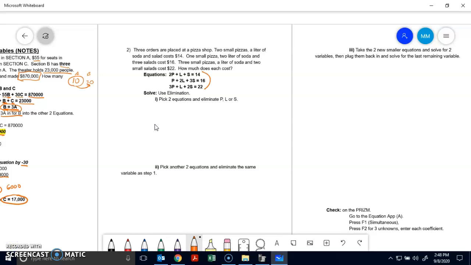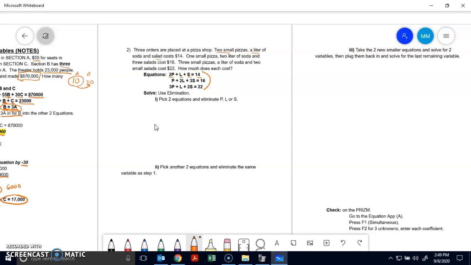So we're looking at this system of equations. It comes from a very simple word problem. I have 2 pizzas, 1 liter of soda, and a salad. 2 pizzas, 1 liter soda, 1 salad equals 14. And I do that for each of these 3 sentences. 1 pizza, 2 liters, and 3 salads is 16. 3 small pizzas, 1 liter, 2 salads, 22. So the equations should be pretty easy to write. Each sentence gives us an equation.